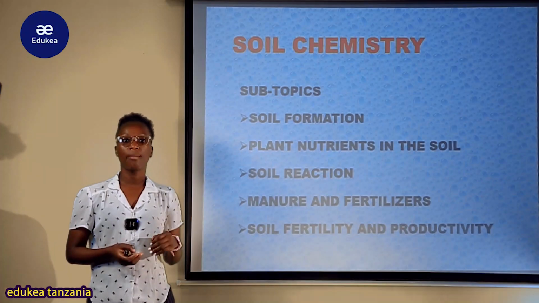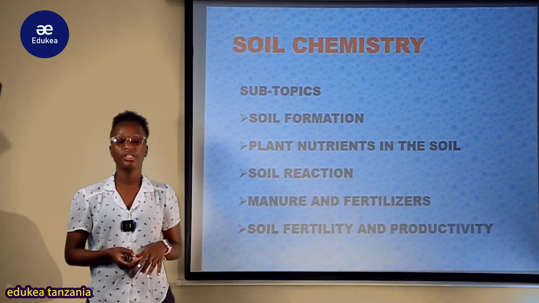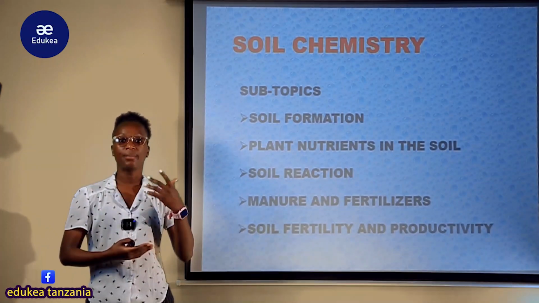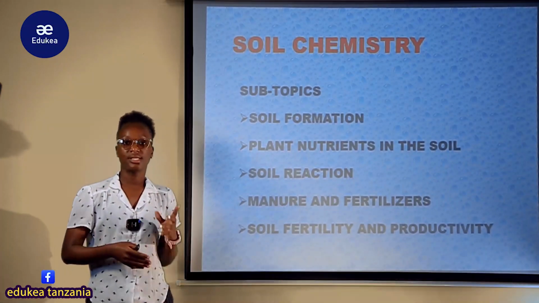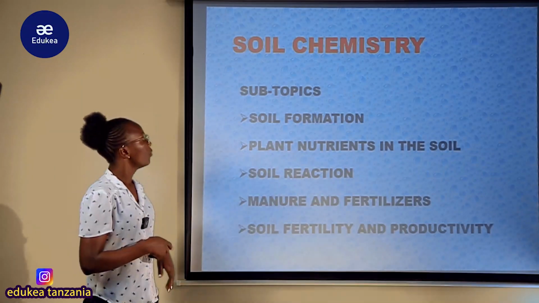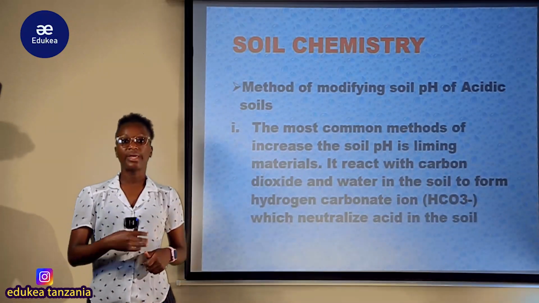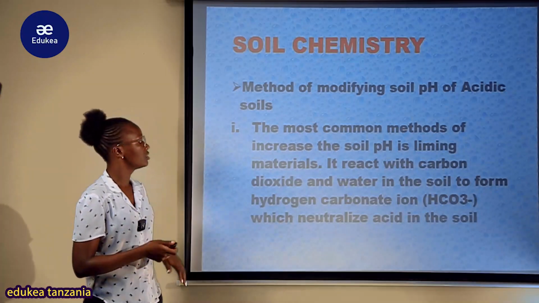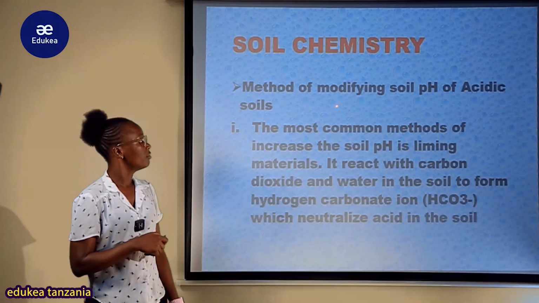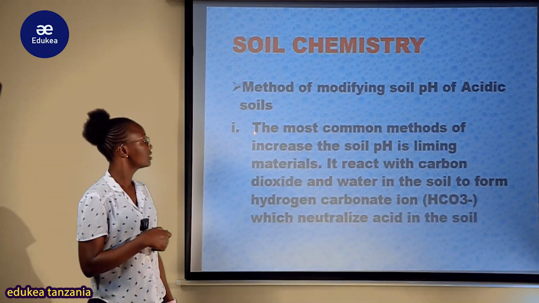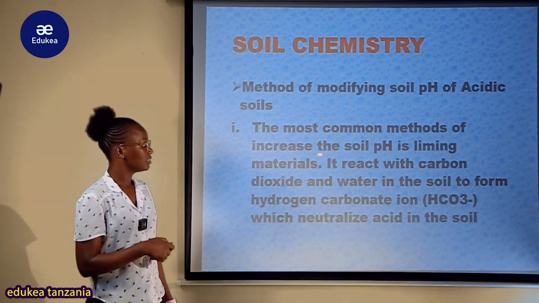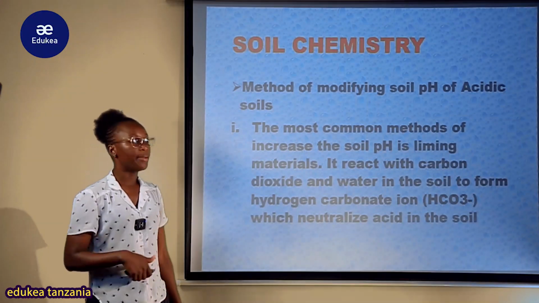My student, tuliona kwamba in order to manage the soil pH, we have to depend on the properties of the soil, either the soil is acidic or basic. Now my student, today we are going to look at how we can modify or manage the pH of the soil which is acidic. Simply, a method of modifying the pH of acidic soil is as follows. The most common method of increasing the soil pH is the liming material.